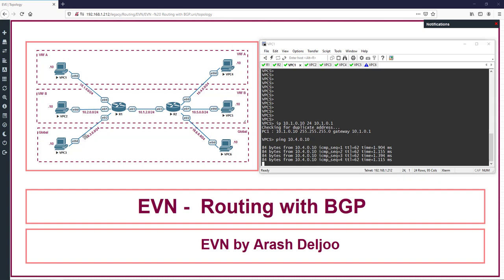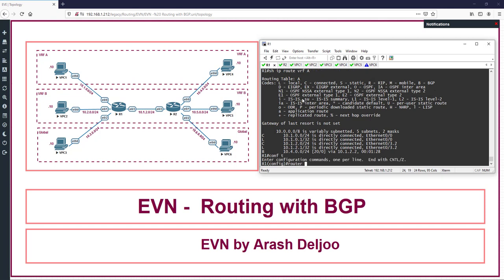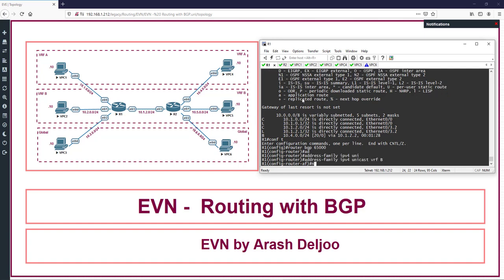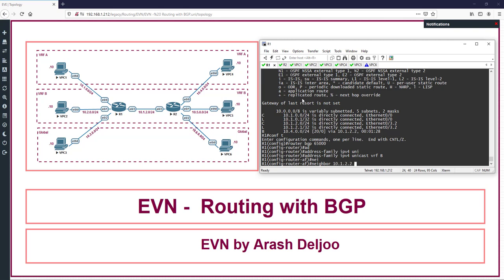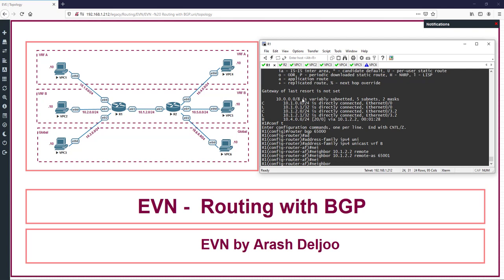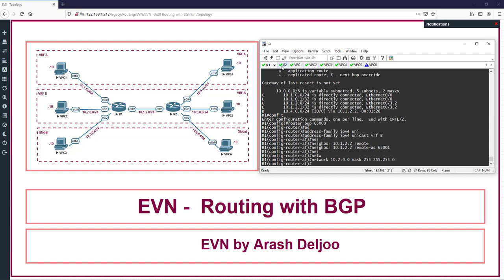Let me configure the VRF BGP in router 1. In router 1, I'm using this command: router BGP 65000, address family IPv4 unicast for VRF. Again, the neighbor is 10.1.2.2 with the remote AS of 65001, and then the network statement is advertising 10.2.0.0 with the mask of 255.255.255.0. That's it. Let's go to router 2.